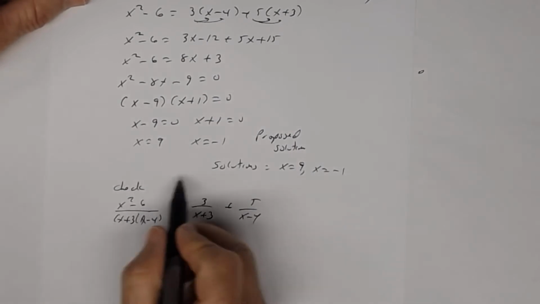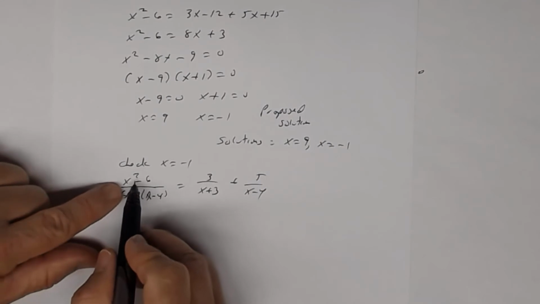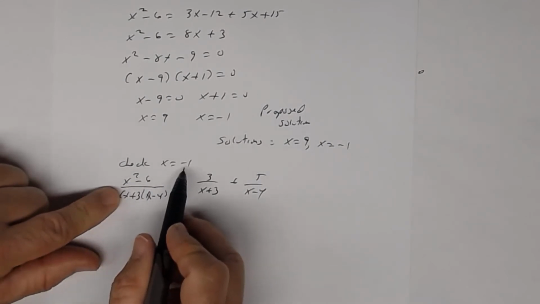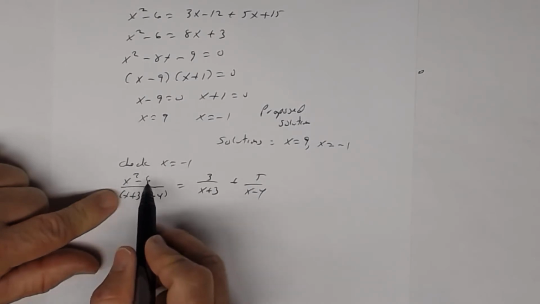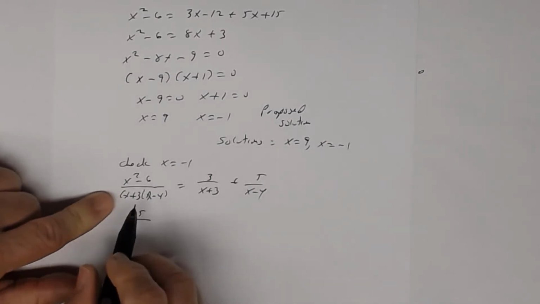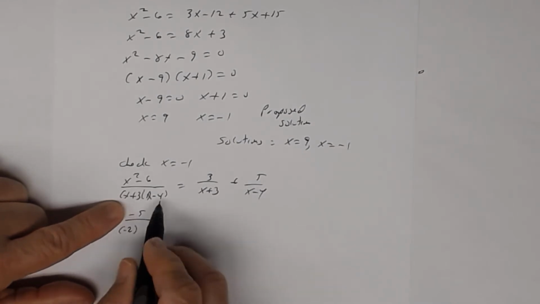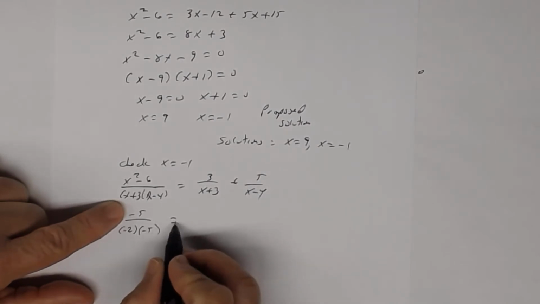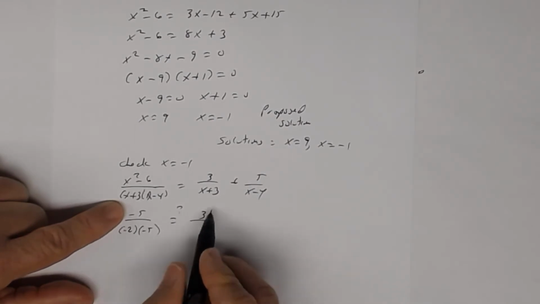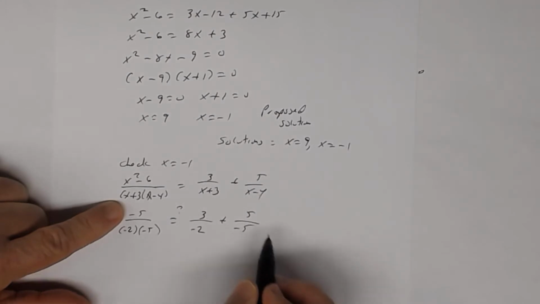So remember, I'm just checking this one. So in place of x, I'm substituting -1. Now be careful. Remember, you're substituting -1, so I'm substituting negative. -1 times itself is 1. 1 minus 6 is a -5. So that's my numerator. My denominator, -1 plus 3, is a -2. -1 and a -4 is a -5. So I want to see if that's going to equal 3 divided by -1 plus 3 is a -2, plus 5 divided by -1 and -4 is a -5.